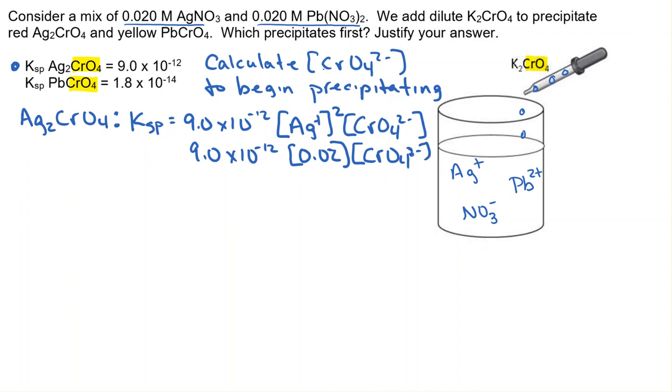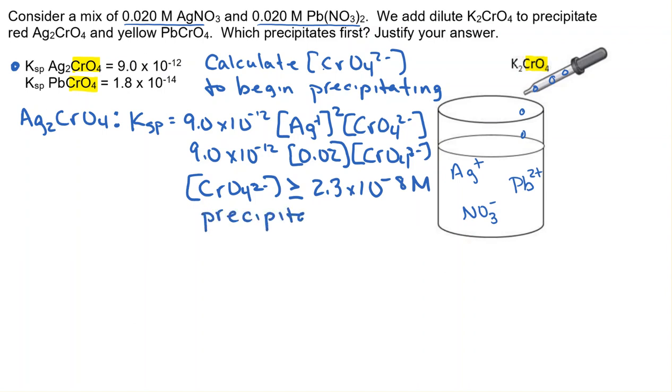Okay, so when we calculate the chromate ion concentration where we will begin to see precipitation, if the chromate concentration is either greater than or equal to 2.3 times 10 to the negative 8th, then we will start to see precipitation form. So precipitation will start.